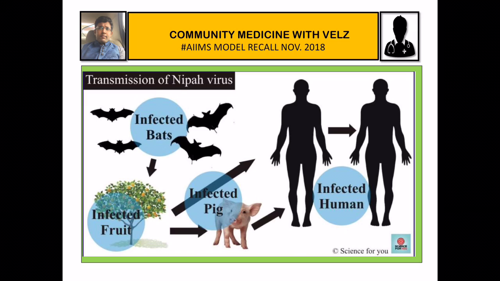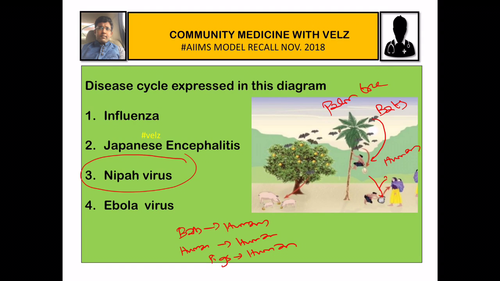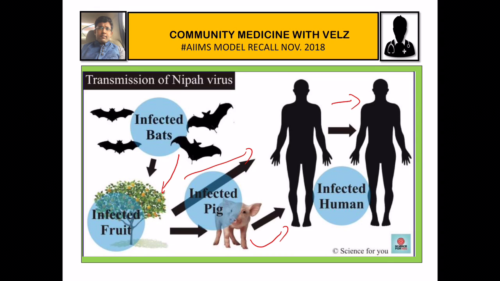So it can spread from pigs to humans, then from infected bats to the fruits to the humans, and then in between humans to humans. So how does it spread from bats to humans? Mainly either through the palm tree fluid, or through fruits. Then directly from pigs to humans, and direct transmission between humans.